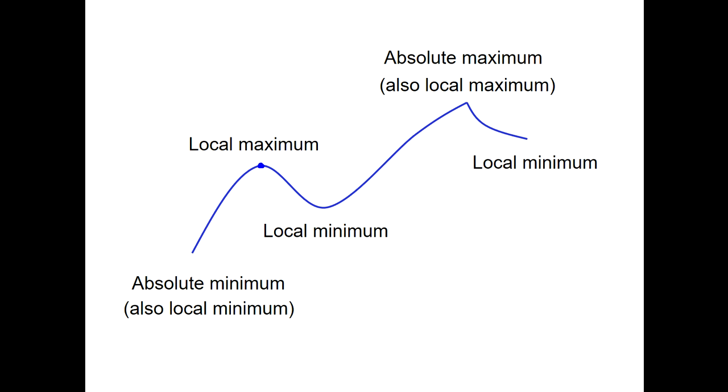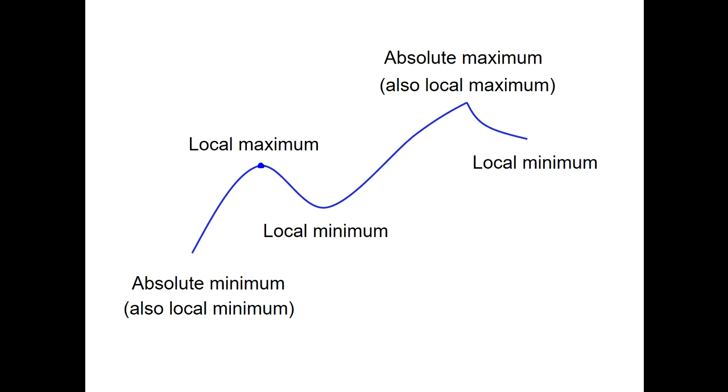So the way it works is that you find all of your local maximums and your local minimums first. And then you decide out of those minimums which one is the absolute minimum. And this one's the absolute minimum. That's why it's got to be first a local minimum before it can be an absolute.